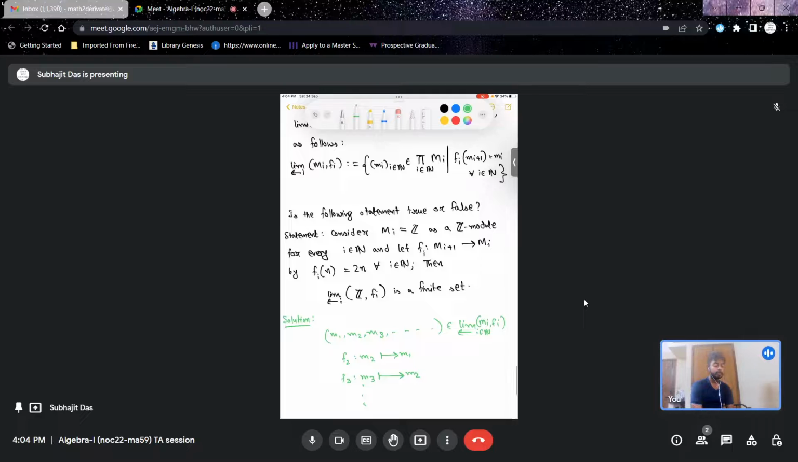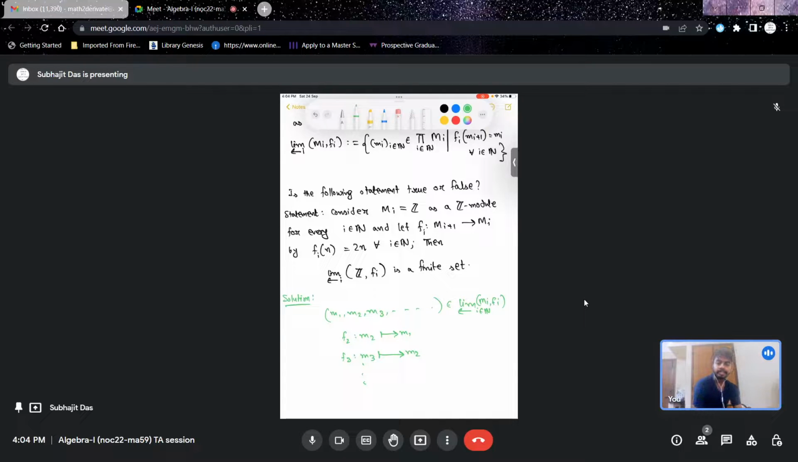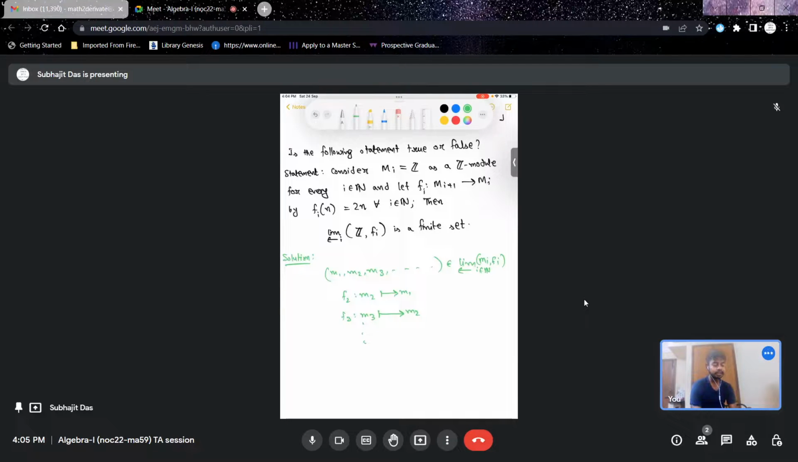Now we are given this problem, so we need to figure out whether the following statement is true or false. Consider each module M_i to be Z, considered as a Z-module, as an abelian group, for every i in natural numbers. We also need the connecting mappings of M_{i+1} into M_i. So f_i, which maps Z into Z, is just multiplication by 2, that is, it maps n onto 2n. We need to find out whether this limit object is a finite set or not.